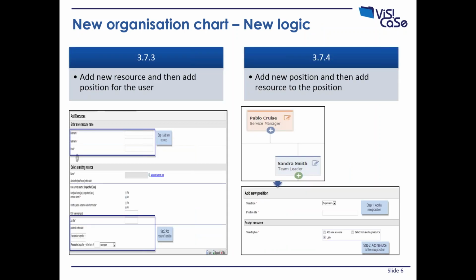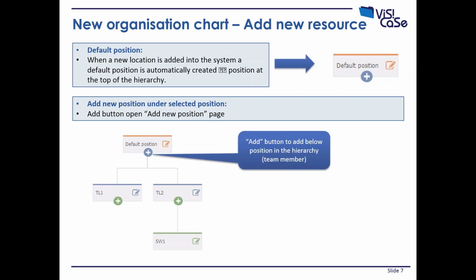Previously in 3.7.3, you'd have to first add the resource and then give them a position. In 3.7.4, we now have to first create the position and then fill it in with an existing resource or a new resource. When creating a new location within VisiCase, you're now automatically prompted to this default position, which will be your service manager or CEO. From this, you can then edit it, add in whichever resource you wish, be it new or existing resource.